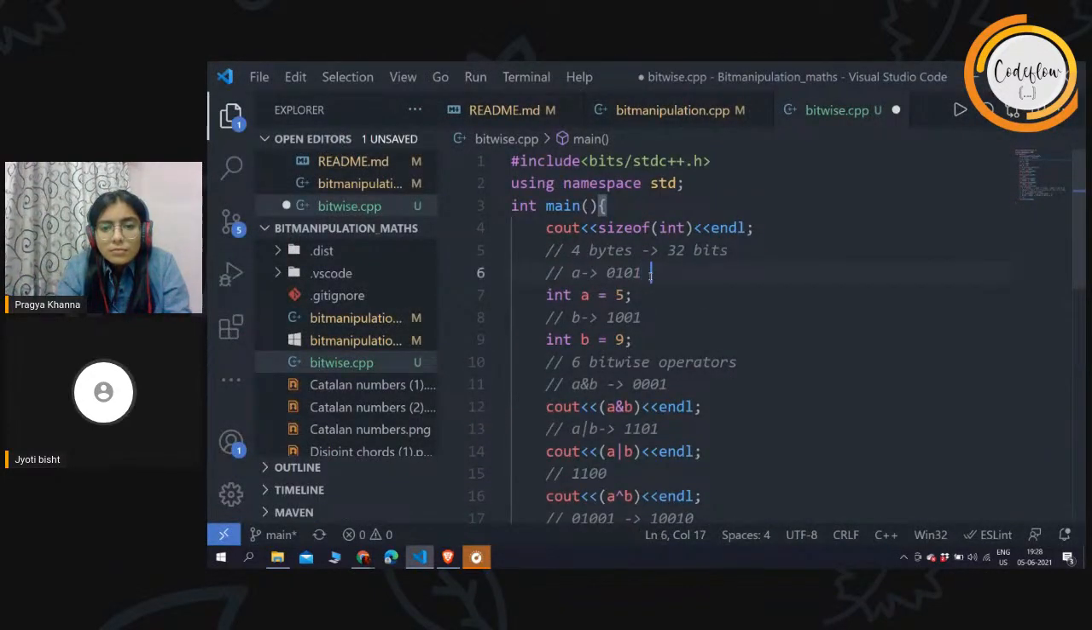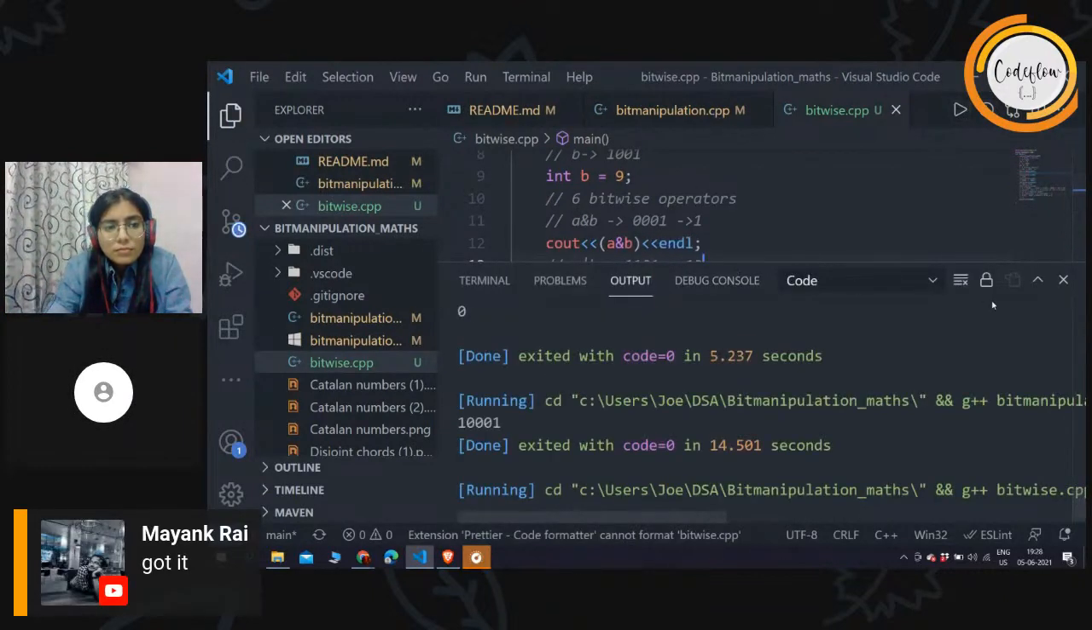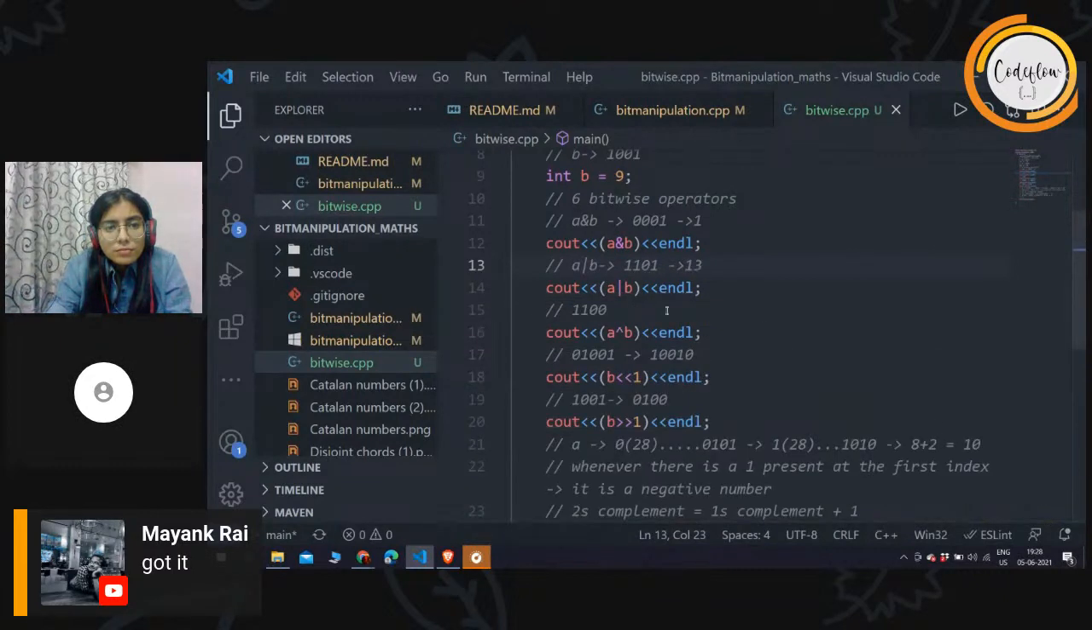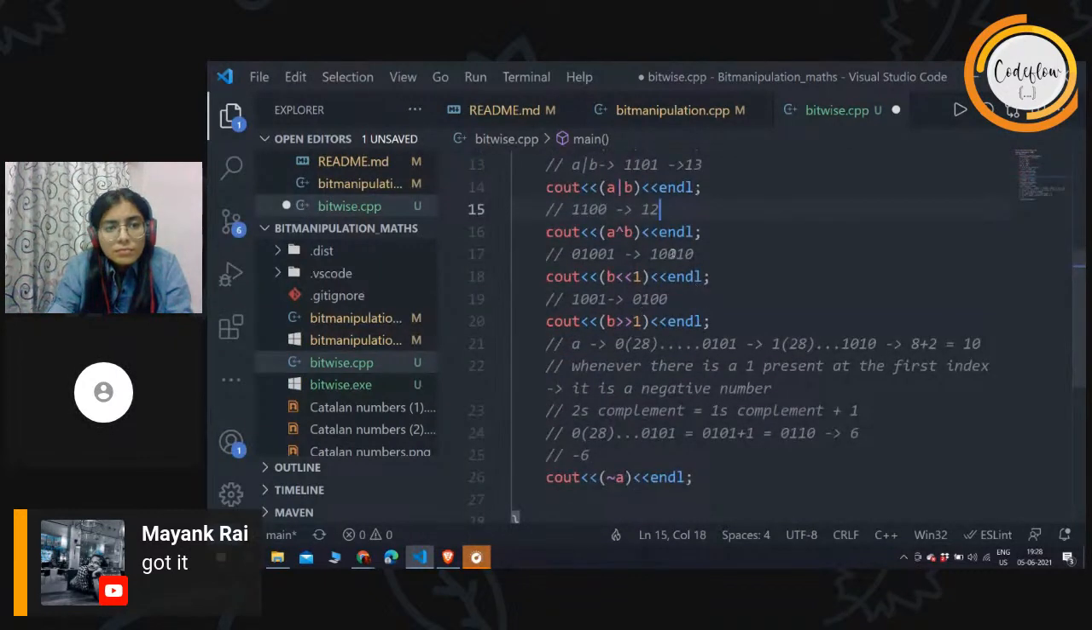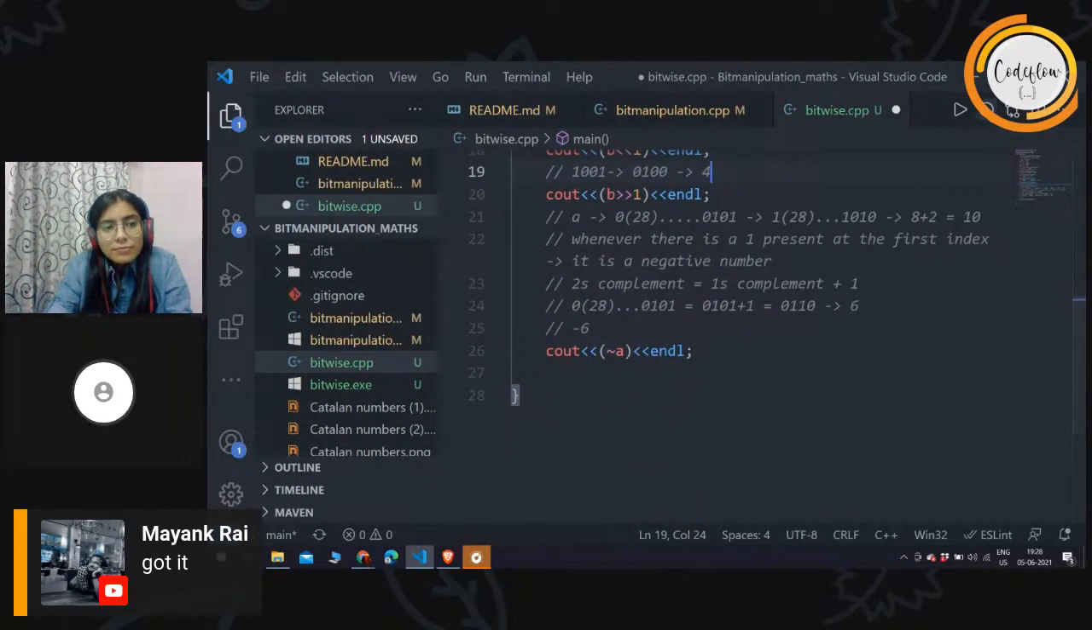Fine. So this is in decimal, this is 1, in decimal this is 13. Okay, in decimal this is 12. In decimal this is 18, and in decimal this is 4. Makes sense, right?